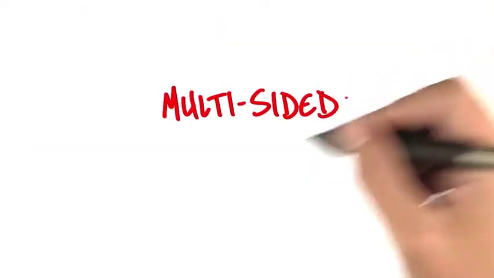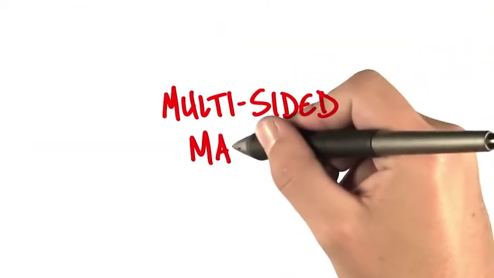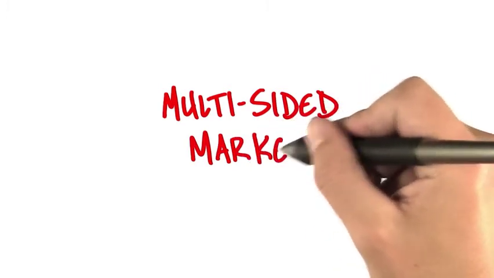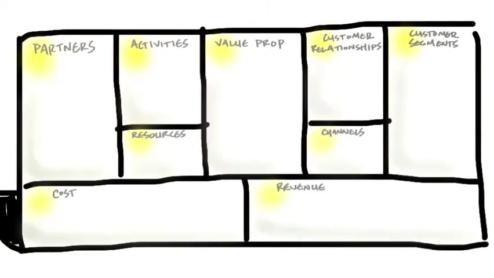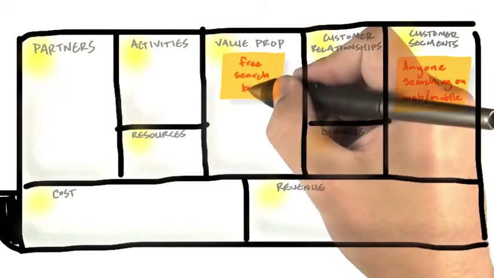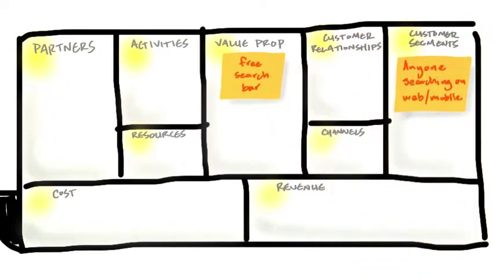Now, one other thing about the business model canvas in general, now that we've talked about customer segments, is understanding that sometimes you have multiple customers, multiple segments. And it's kind of interesting to take a look at Google as an example. So let's just take a look at Google search. Well, let's just think about, who's the customer for Google search. It's anyone searching on the web or mobile. And the product we have is a free search bar or a free mobile app.